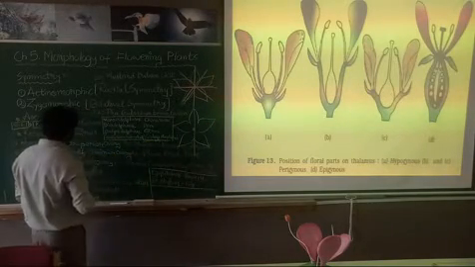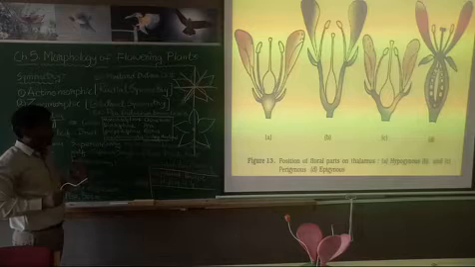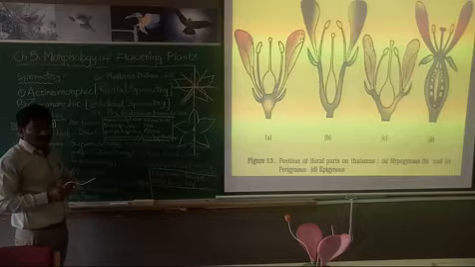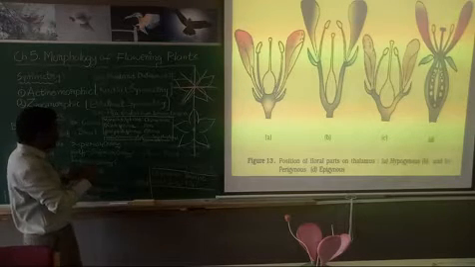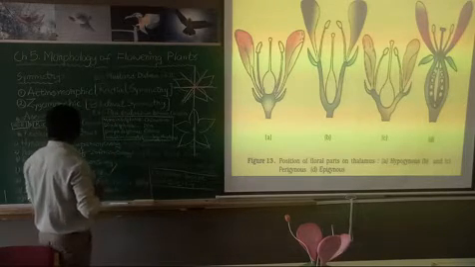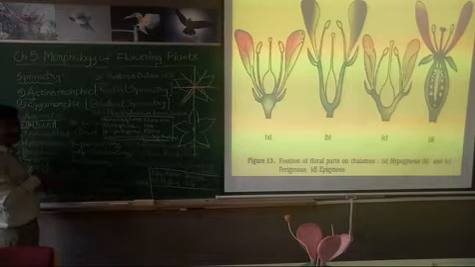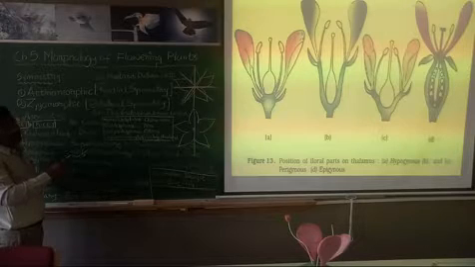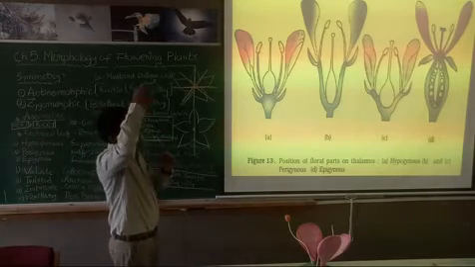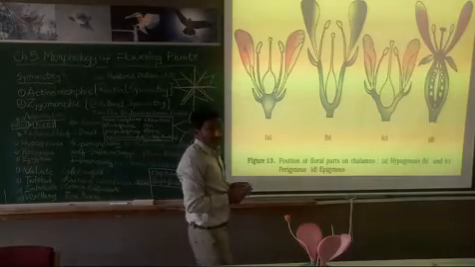Inferior ovary means the ovary position is completely at the lower side, bottom side. Generally we say he is my superior, he is my inferior, like that. So here inferior means the ovary position is completely at the bottom, at the low. That's why it is called inferior ovary. The word epi means up. Gynoecium is completely situated in the enclosure part of the thalamus, and the rest of the floral parts are present at the rim of the gynoecium.